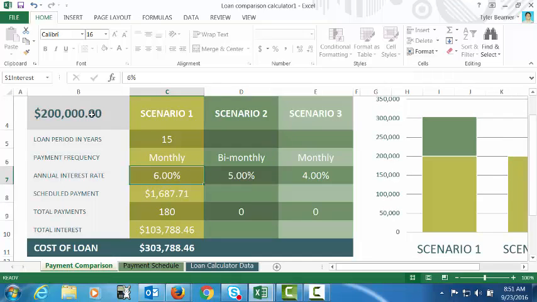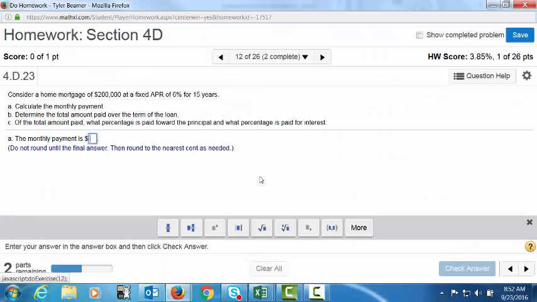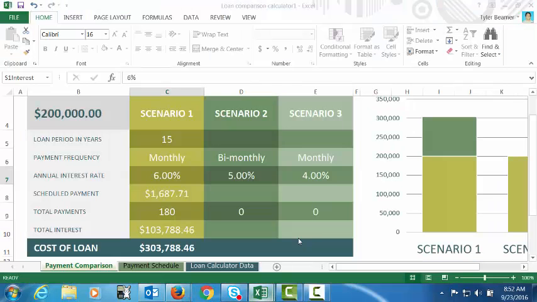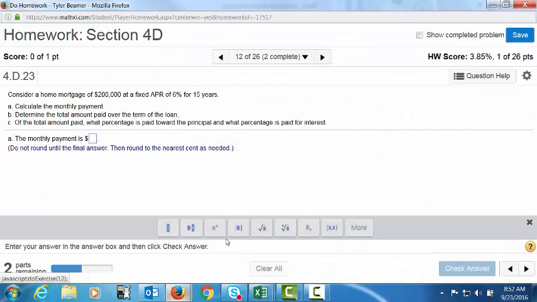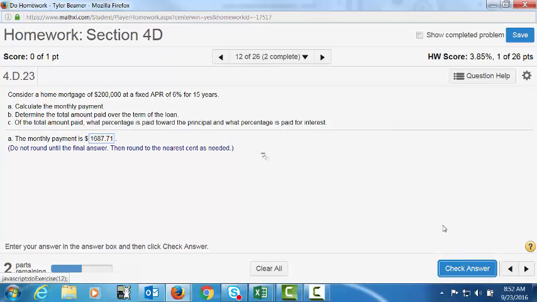And as you can see, as I'm changing these variables, Excel is computing the monthly payment, which is here for scheduled payment, the total interest paid, and the cost of the loan. So the cost of the loan is composed of the principal and the interest. So we can use this information to help us answer the question. So the total monthly payment from our spreadsheet, $1,687.71. So $1,687.71. Okay, check that answer.